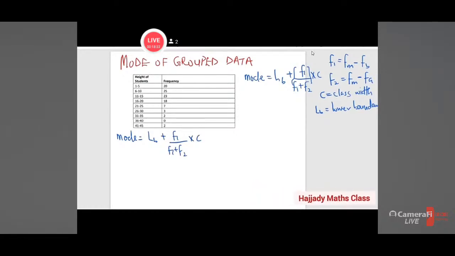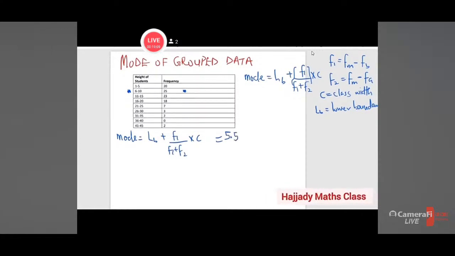With this, the first thing we are going to look at is to determine our modal class. Our modal class is where you see the highest frequency, and this is our highest frequency. So this is where our modal class is, which is 25. The highest frequency is 25. So this is our modal class, that is 6 to 10 and 25. And for us to determine our lower boundary, we know that our lower limit here is 6. So you are going to subtract 0.5 from this lower limit 6. So our lower boundary is going to give us 5.5.